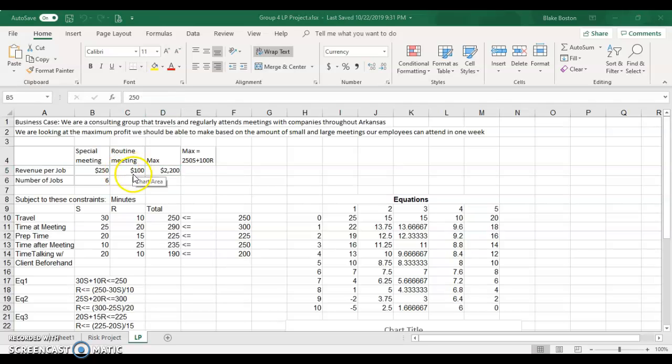Now, routine meetings are our typical meetings that we would have through a normal week. Special meetings are different in that we may have more prep time or just time beforehand. What we wanted to do is look at the number of jobs we should be taking for each type of meeting to find our maximum profit.